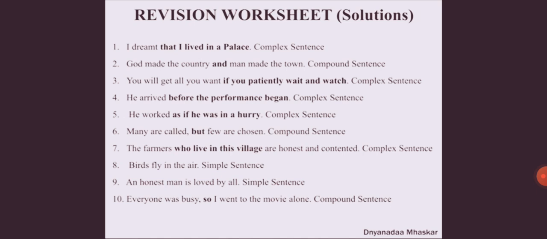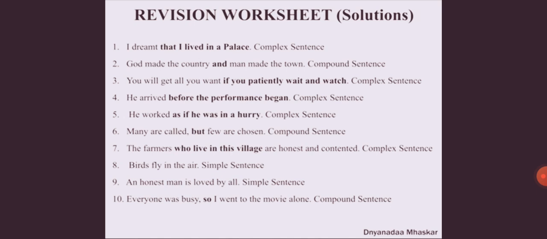Fourth one, he arrived before the performance began. Again, this is a complex sentence. The highlighted group of words is a dependent clause. He arrived is an independent clause. Fifth one, he worked as if he was in a hurry. Again, this is a complex sentence. The highlighted group of words is a dependent clause, whereas he worked is an independent clause. Sixth one, many are called but few are chosen. There are two independent clauses which are joined by the coordinating conjunction but.